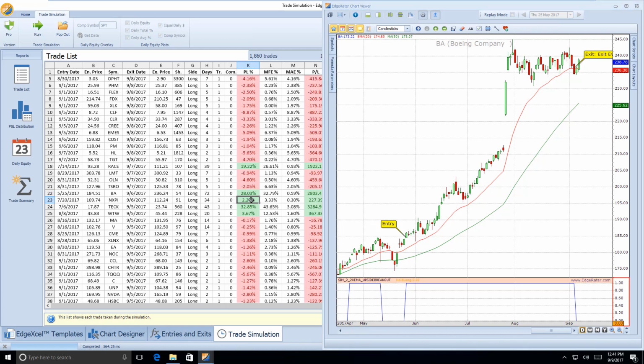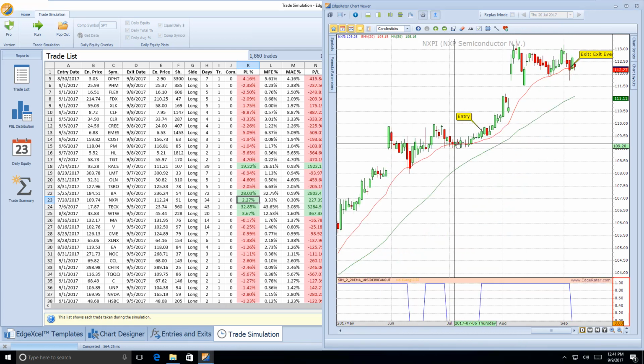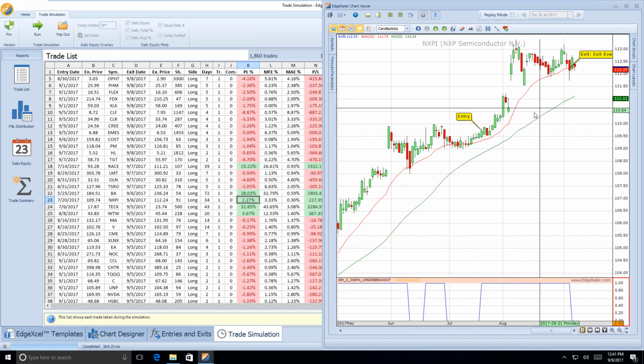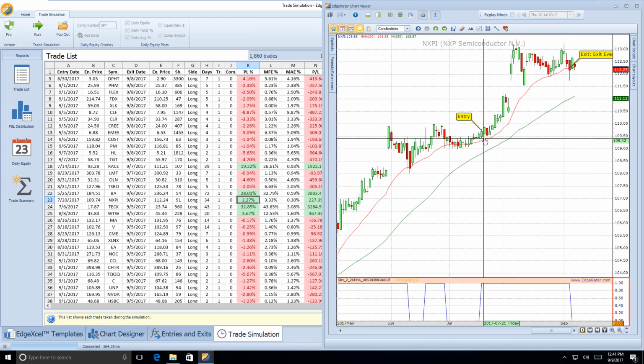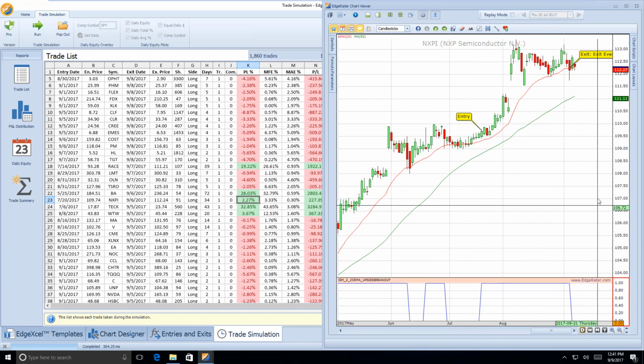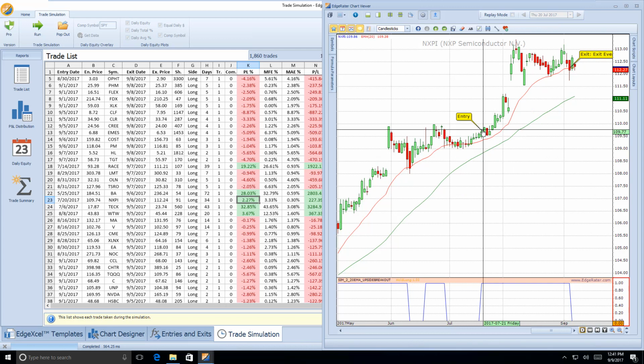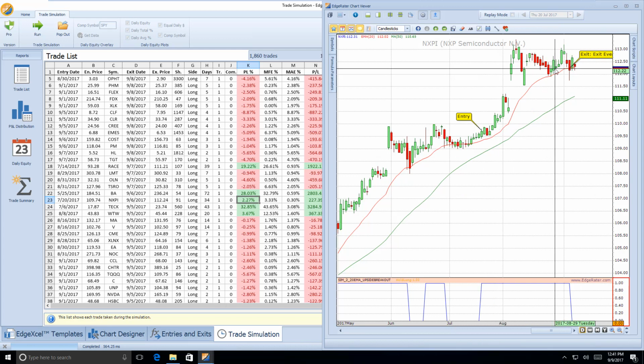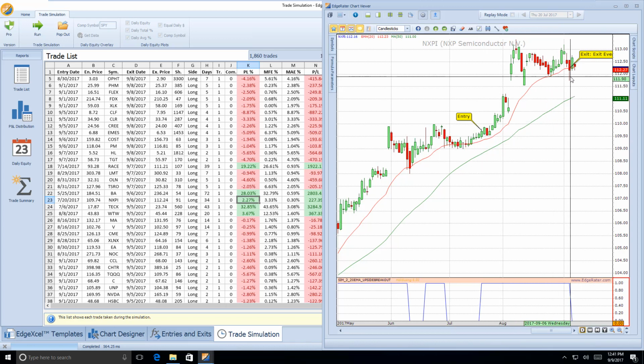NXPI was a trade that was quite a small gain, even though it looks quite large on here. It's because the scale of this is a little deceiving. The entry price here is $109, the exit price here is $112. So there's only 3 points between the entry and the exit, and in such a high priced stock, that's only 2.27%. So you can see that it exited based on the rule.